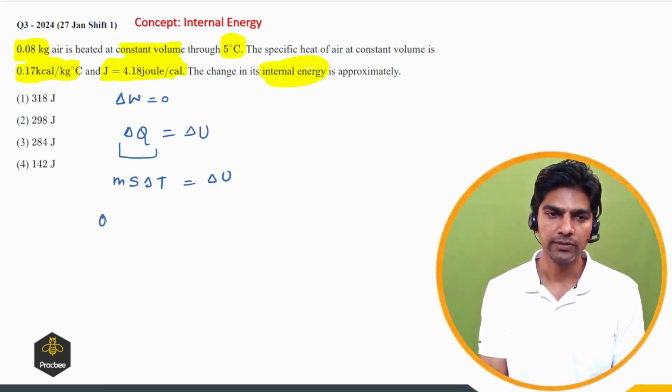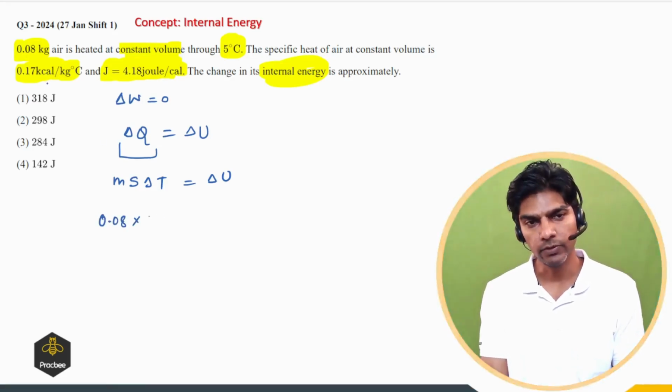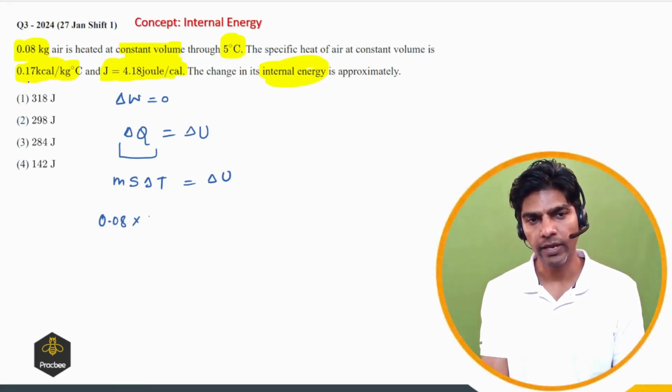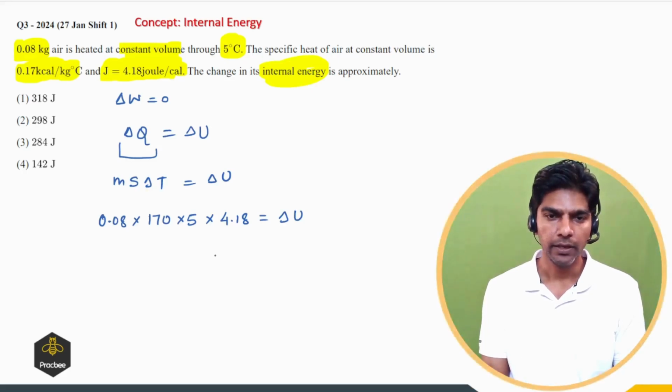So mass is given as 0.8 and the specific heat capacity is given as 0.17 kilocalorie per kilogram per degree Celsius, or I can write this as 170 calorie per kilogram per degree Celsius, multiplied with the change in temperature, which is 5, right? And we have to convert this into SI units. So 1 calorie is equivalent to 4.18 joules. So that should be the change in internal energy. If we simplify this, it comes out to be 284 joules. So that should be the answer of this question.